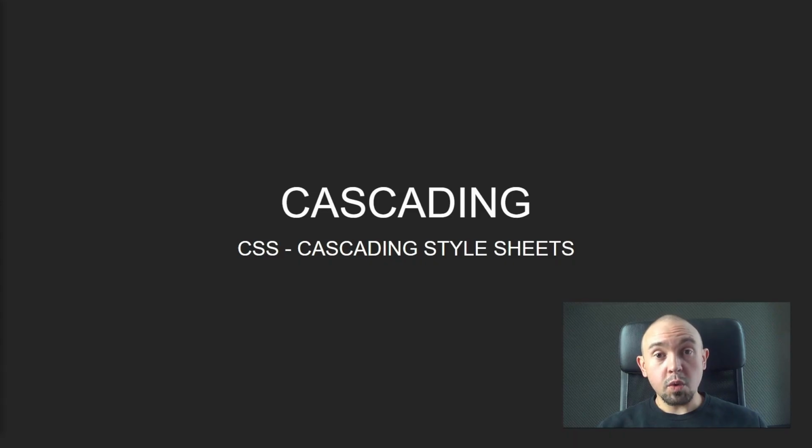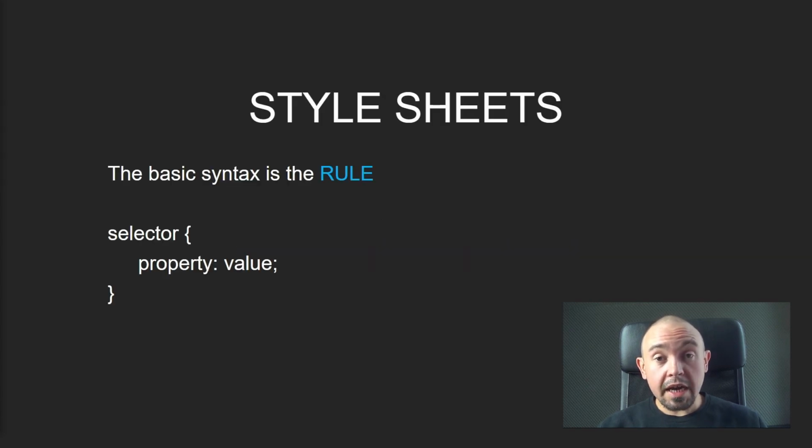In this section, we will talk about cascading. As we know, CSS are cascading style sheets. And from the style sheets we'll start today. As we already know, style sheets consist of CSS rules. The rule includes a selector that marks the element that we want to style, and in curly brackets we enter pairs of the properties and their values.